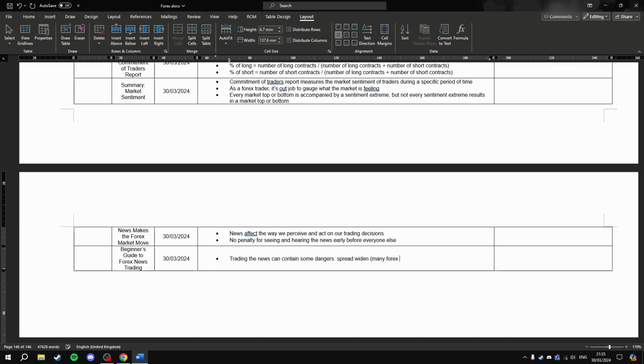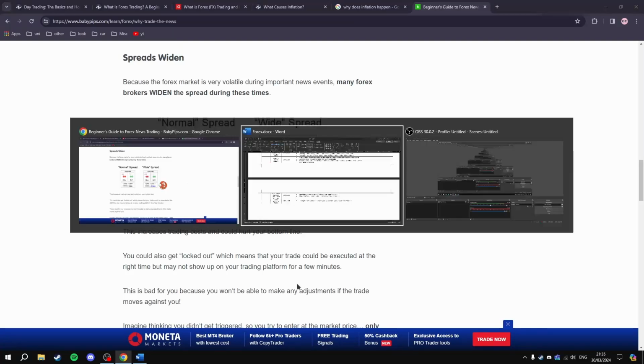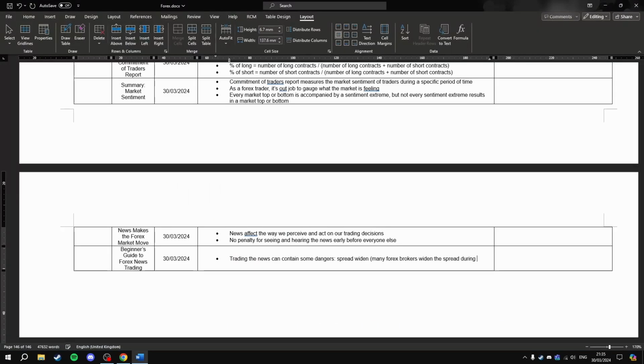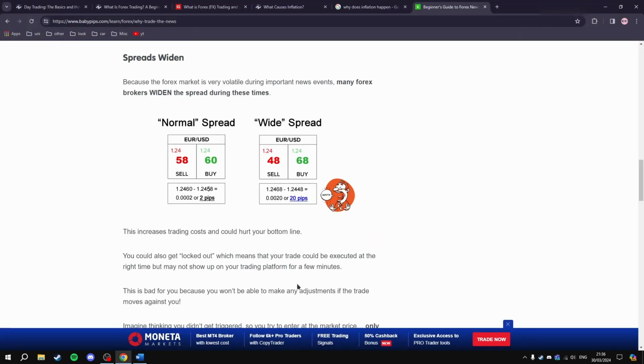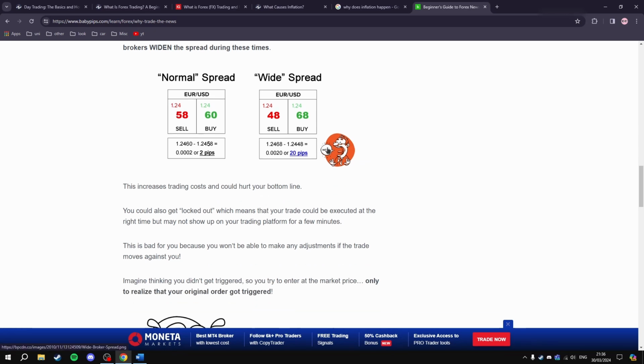Many forex brokers widen the spread during important news events. Normal spreads are 2 pips, so 60 minus 58, that's 2. Wide spreads, 68 minus 48, that's 20 pips. This increases trading costs and can hurt your bottom line.